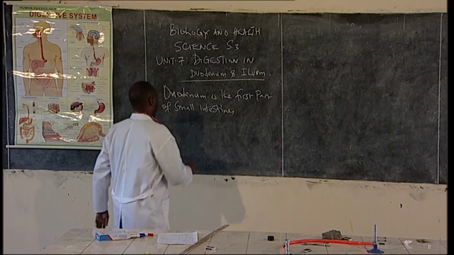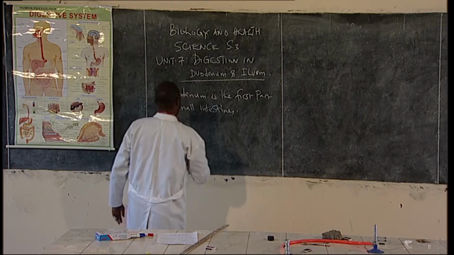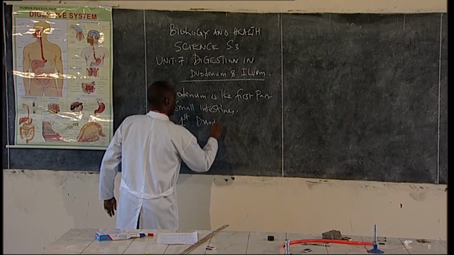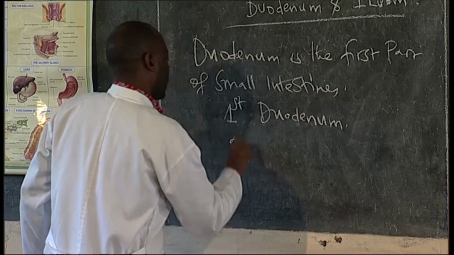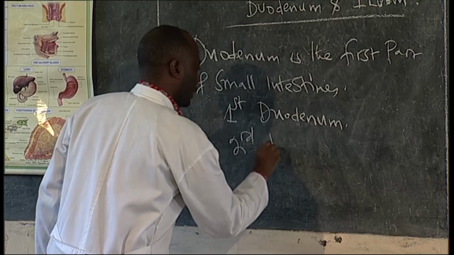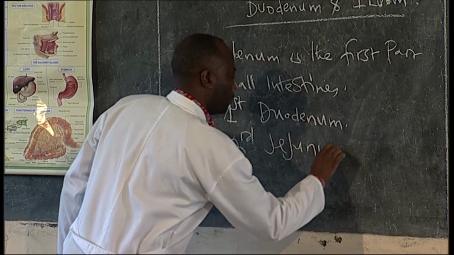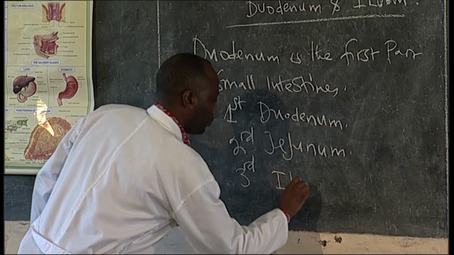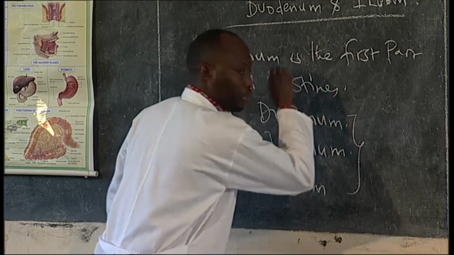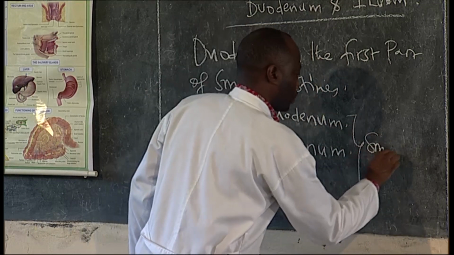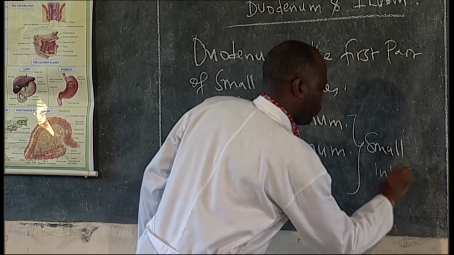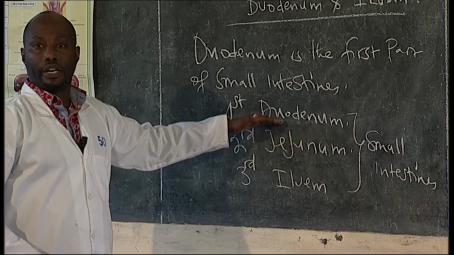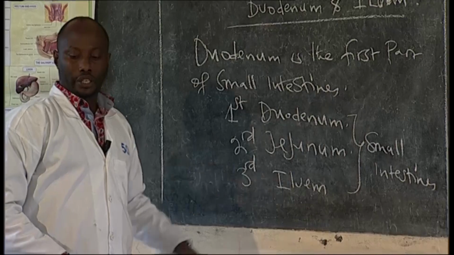We say the small intestine is made up of 3 major parts. The first one is the duodenum. The second one is the jejunum. And the third is the ileum. So these are the 3 major parts that make up the small intestine. So we're going to discuss digestion in the duodenum, and we talk about digestion in the ileum.